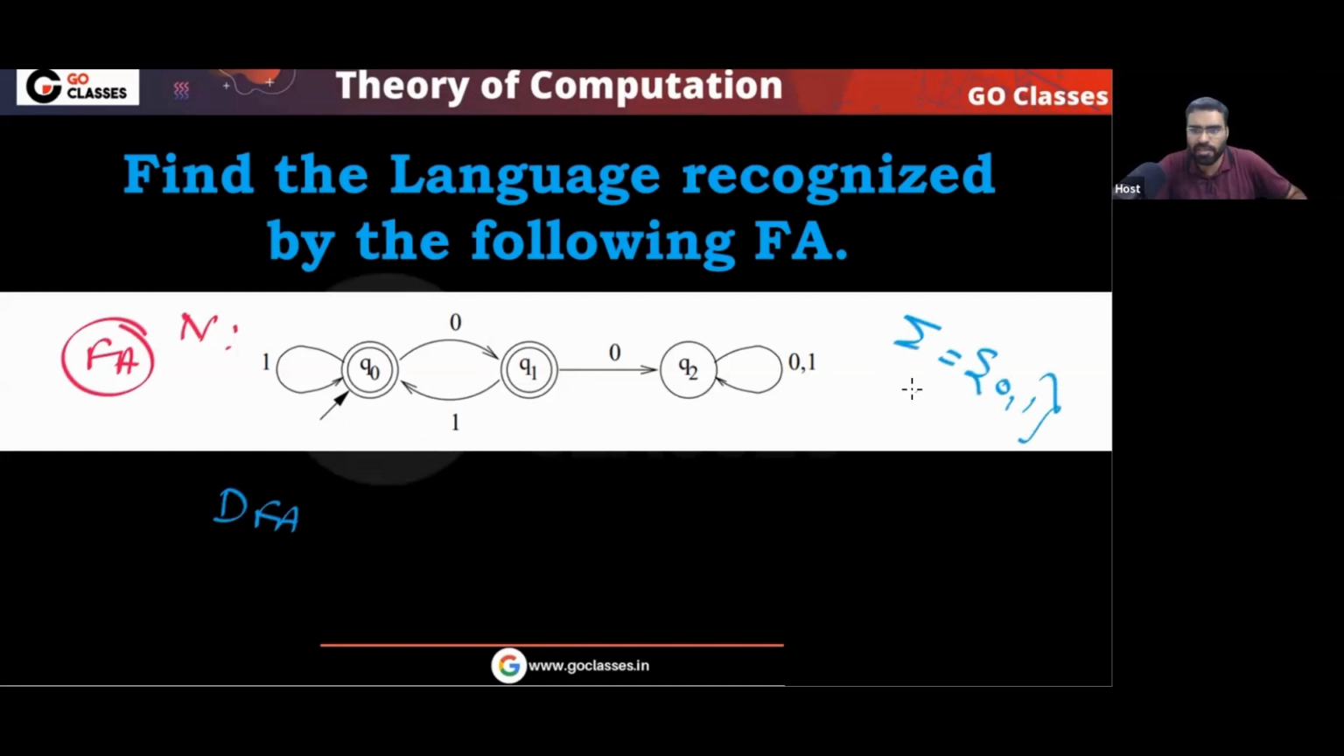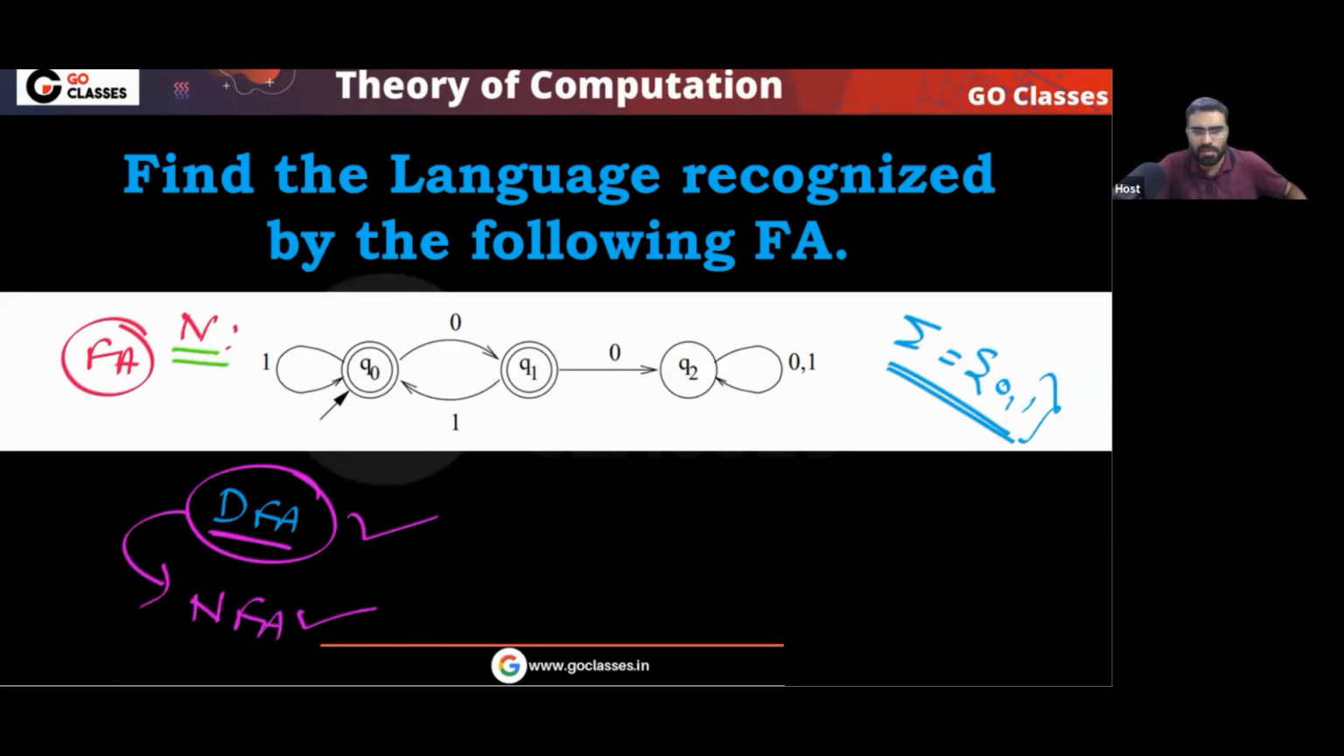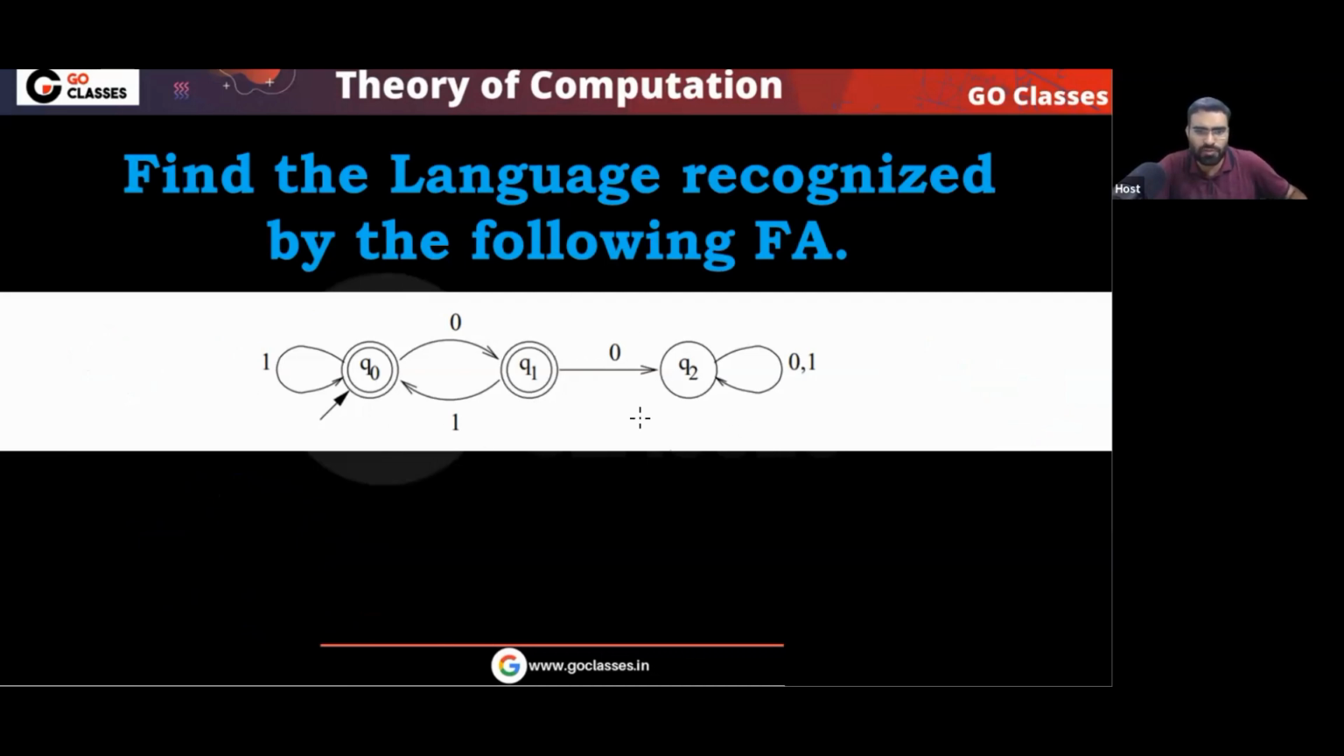This is your alphabet. In every state, on every alphabet symbol, there is exactly one move. Yes or no? Correct? From every state, on every alphabet symbol, there is exactly one move. So this is DFA also. And of course, if this is a DFA, then automatically this is NFA also, right? Because DFA implies NFA. Every DFA is NFA. So this is DFA also, this is NFA also. Now the question is asking, what is the language of this DFA?